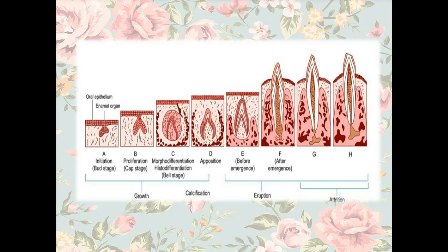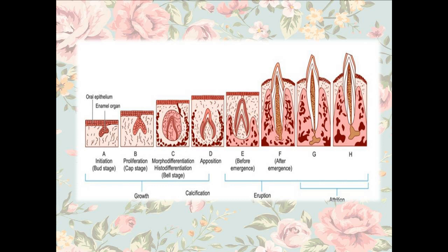Now, as you can see in this picture, it depicts the stages of the tooth development. It starts with the oral epithelium and enamel organ at bud stage and continues from bud stage to cap stage and then goes to bell stage, advanced bell stage, and it starts emerging into the oral cavity, and these are the later stages after the emergence.